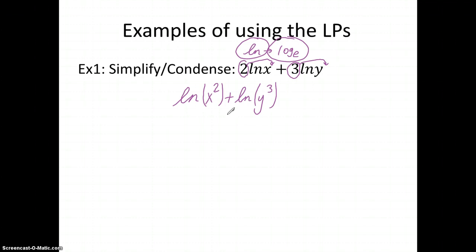Then there was a property that stated if we have two logarithms and we add them together, then we can multiply the insides. So I'm going to have ln of x squared times y cubed. And this is going to be my answer. Okay, I've condensed it, I've put it into one logarithm. Okay, let's take a look at the next example.